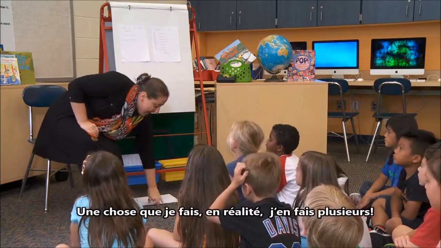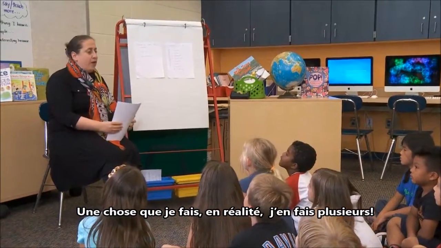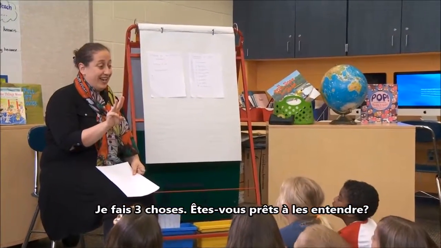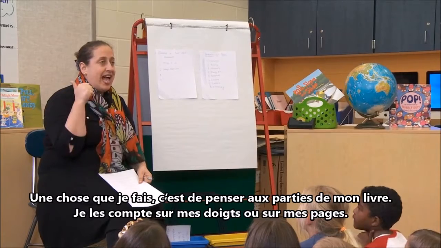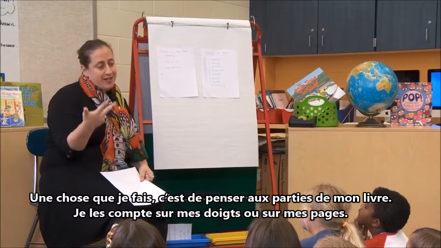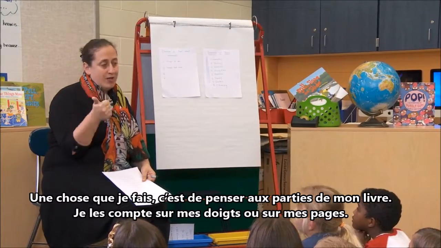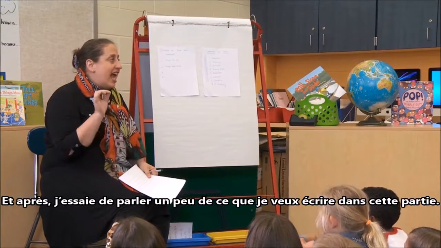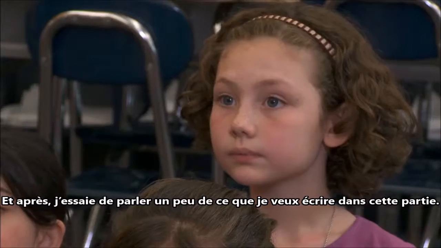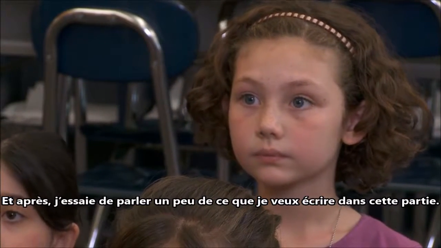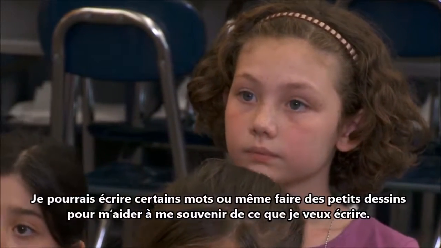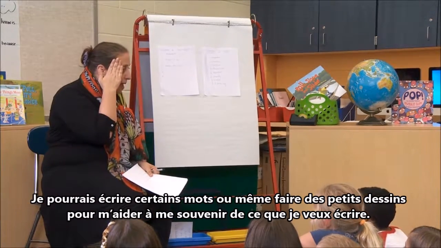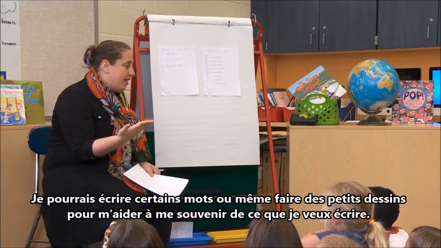Okay, so one thing that I do is, well, I do a couple of things. I do like 3 things. Are you ready to hear them? One thing that I do is I think about the parts of my book, so almost like tap them on my finger or tap them on my pages. And then I try to say a little bit about what I'm going to teach in that part. And I might write down a couple of words or even draw a couple of pictures so that I remember what it is that I'm going to teach.